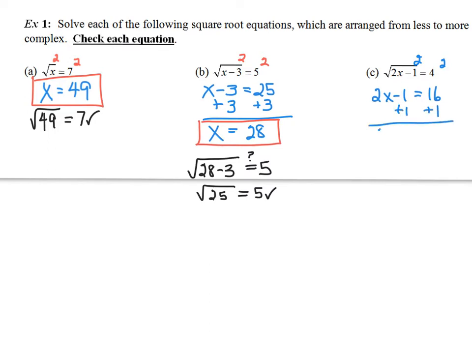This is just a linear equation, as was the last one. So that tells me that I'm going to get one solution for x. So dividing both sides by 2, my solution is 17 halves.